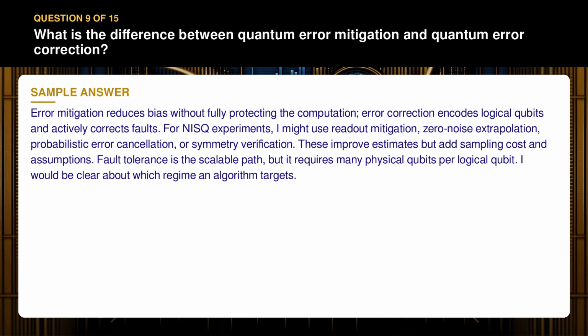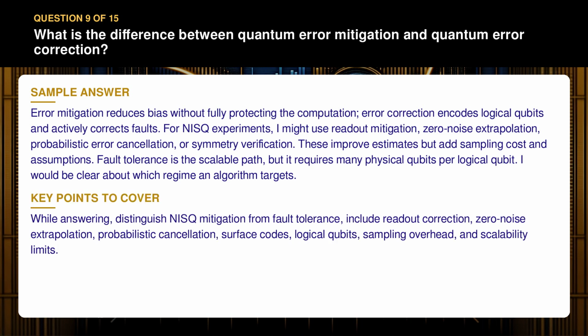Fault tolerance is the scalable path, but it requires many physical qubits per logical qubit. I would be clear about which regime an algorithm targets. While answering, distinguish NISQ mitigation from fault tolerance, include readout correction, zero noise extrapolation, probabilistic cancellation, surface codes, logical qubits, sampling overhead, and scalability limits.